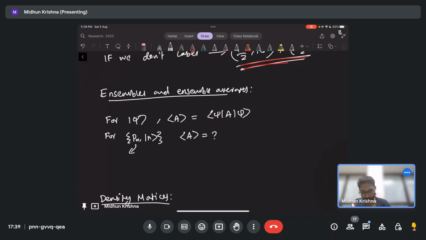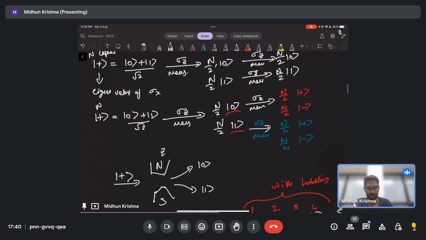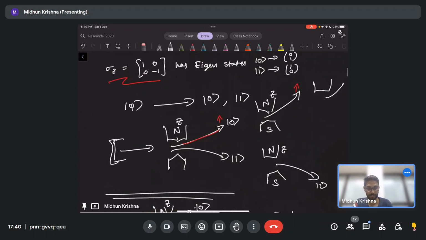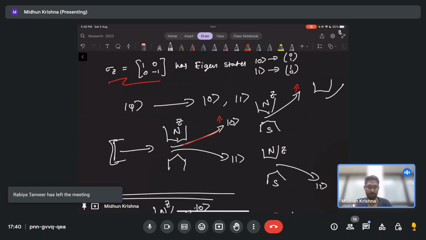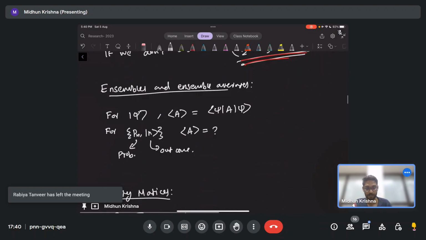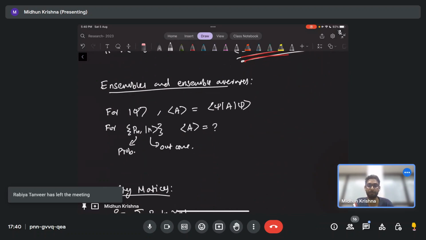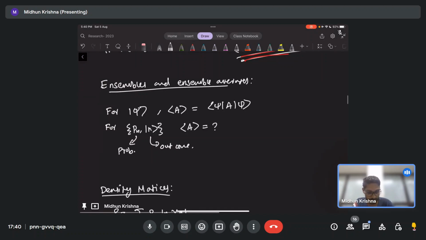So this is the probability, and this is the outcome of the measurement. In this case, how would I represent the expectation value of an operator? So why is expectation value important? When we do measurement, when I did the Stern-Gerlach experiment, the only thing I can measure is the expectation value of an observable. So when I do measurement along z direction, what I'm measuring is actually this quantity.